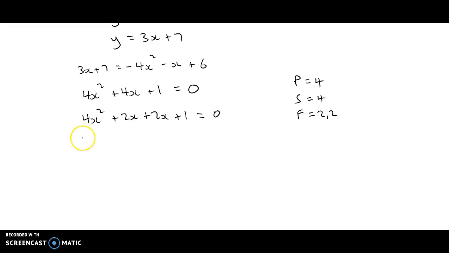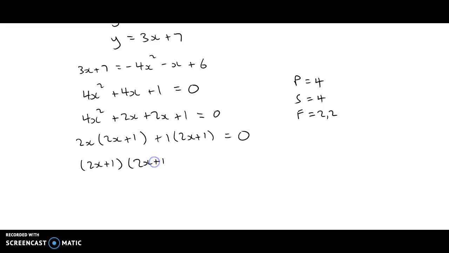I'll pair these first two together. They've got a common factor of 2x. That'll be outside 2x plus 1. And these two here, well, they've just got a common factor of 1. So we'll take the 1 out, and that'll be 2x plus 1. And our brackets are the same, which is what we want. So let's keep going with this. We've got a common factor now of 2x plus 1. And then the other bracket will also be 2x plus 1.